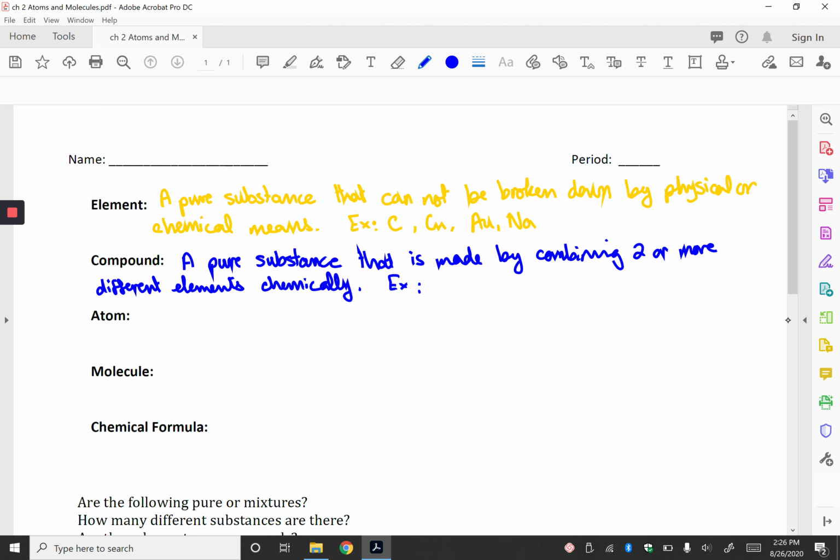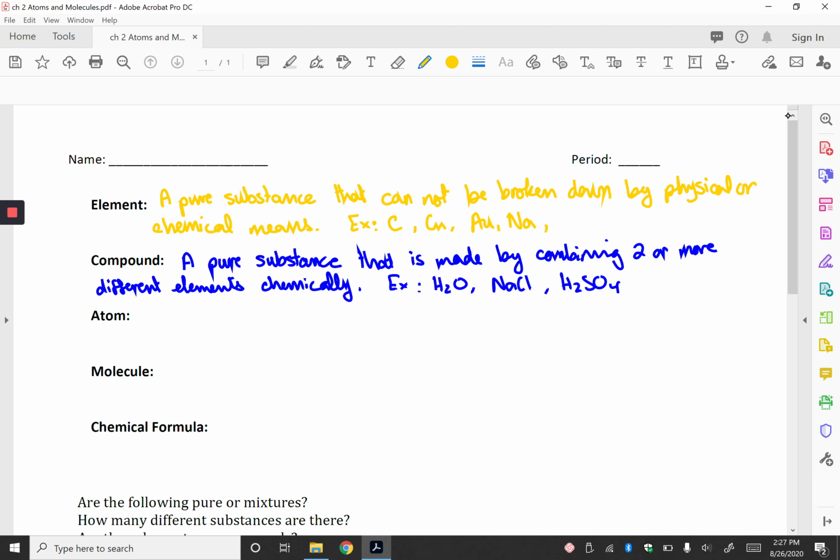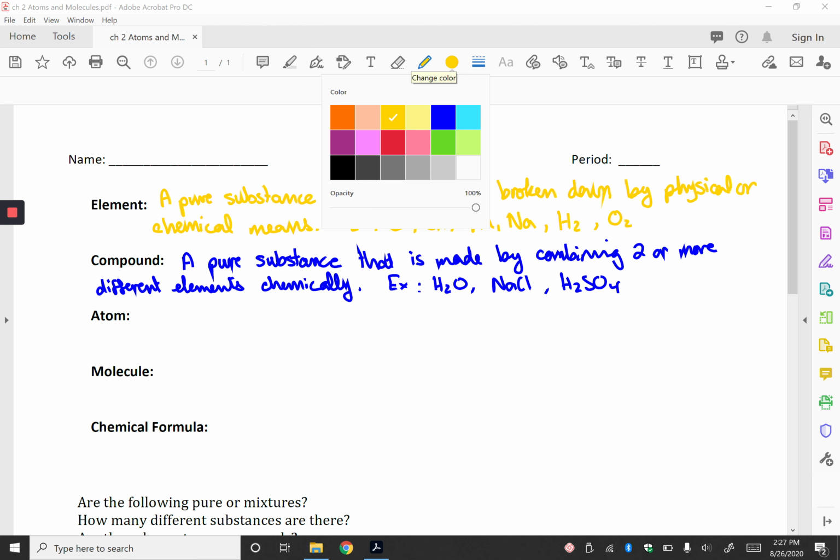So examples would be H2O, NaCl, H2SO4. These are all compounds. I'm going to add one more example to my elements here. Hydrogen. Let's do two more. Oxygen. Those are also elements.